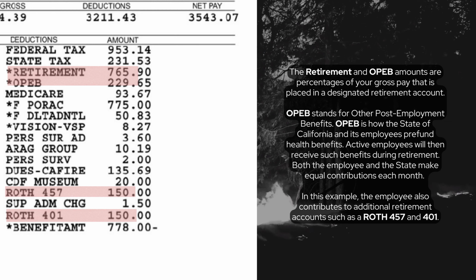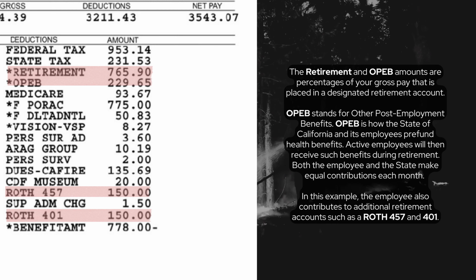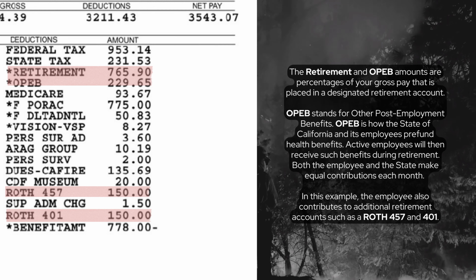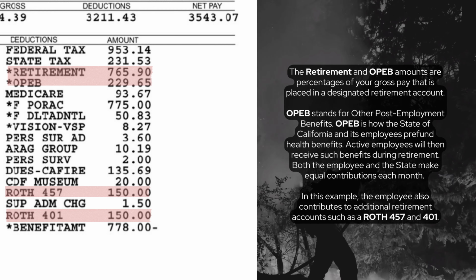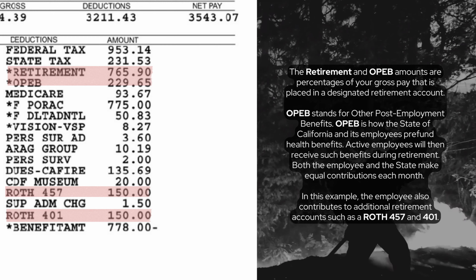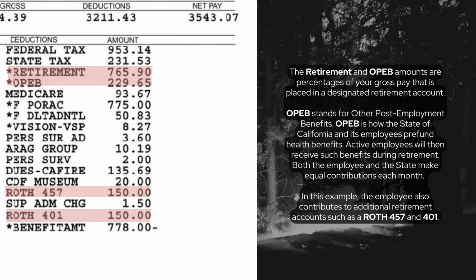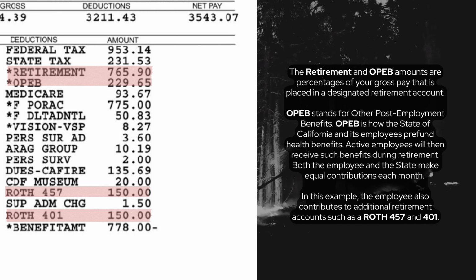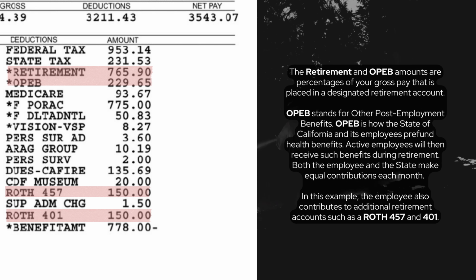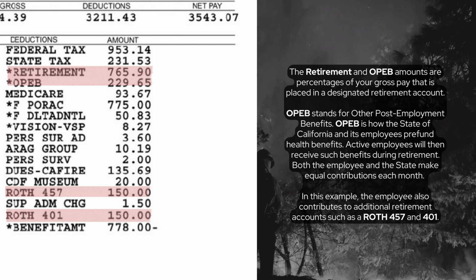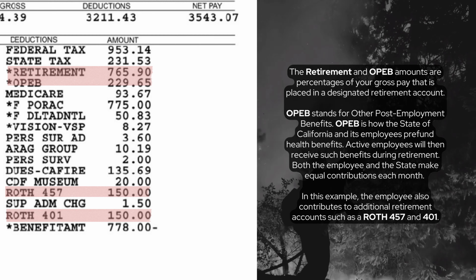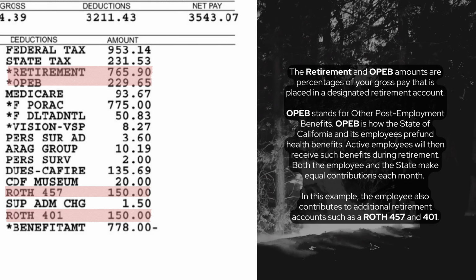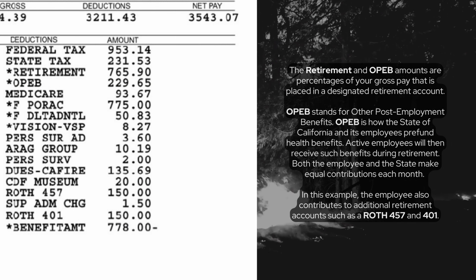Next, the retirement and OPEB amounts are percentages of your gross pay that is placed in a designated retirement account. OPEB stands for Other Post-Employment Benefits. OPEB is how the state of California and its employees pre-fund health benefits. Active employees will then receive such benefits during retirement. Both the employee and the state make equal contributions each month. In this example, the employee also contributes to an additional retirement account such as Roth 457 and 401.